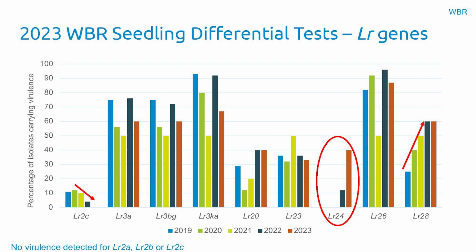And virulence for LR28, that one plateaued out at 60%. It was the same as 2022 levels. No virulence was detected for LR2A, LR2B, or as we've seen, LR2C.